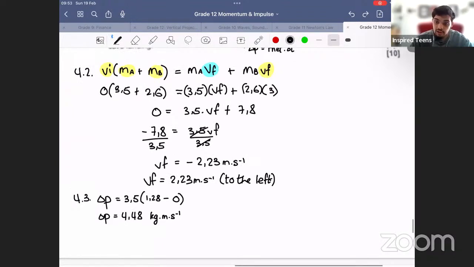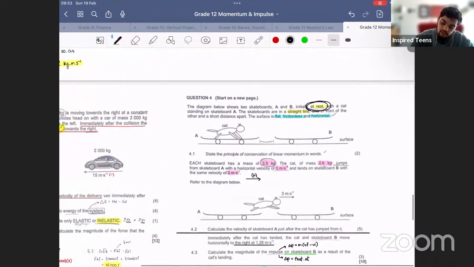In 4.2, why is the initial velocity 0? Because they are at rest. Remember, both skateboards are at rest.